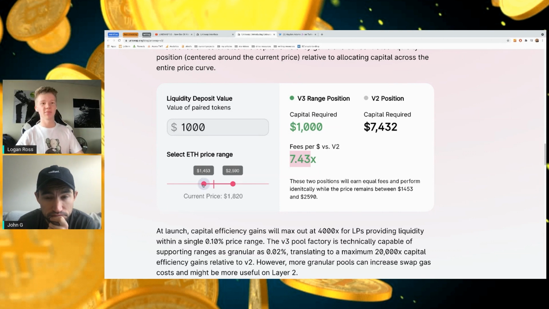So what happens if the price goes below or above the limits that you set? That's what exposes you to extra risk and what allows you to make these extra gains.